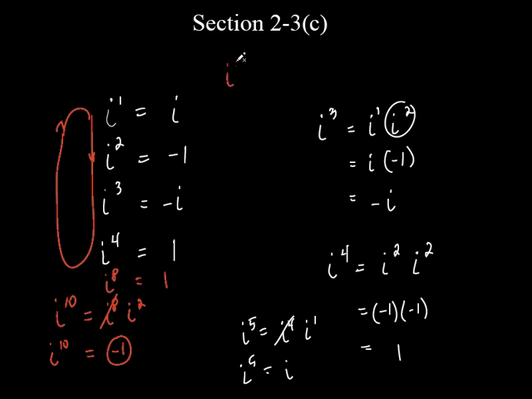Think about it. What's i to the 8th? i to the 8th is the same as i to the 4th times i to the 4th. Do you agree? Because what do you do when you multiply? You add exponents, right? So what's i to the 4th? It's 1. What's this i to the 4th? It's 1. So anytime I have all 4s here, it's going to be a 1.